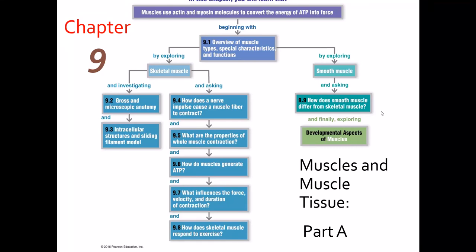Okay, students, welcome to Chapter 9, which is going to focus primarily on skeletal muscle. We're going to go through the anatomy of it and then generally the physiology. So that's where we're headed with this chapter.